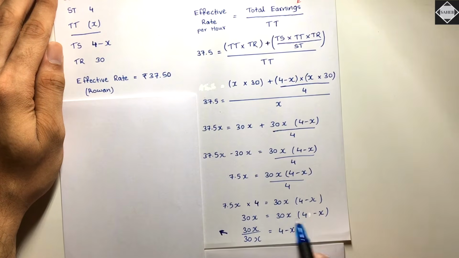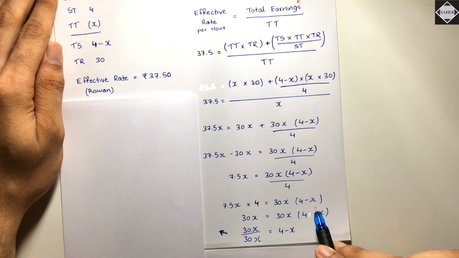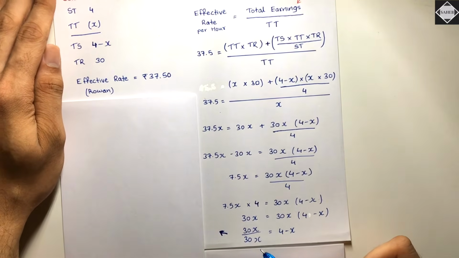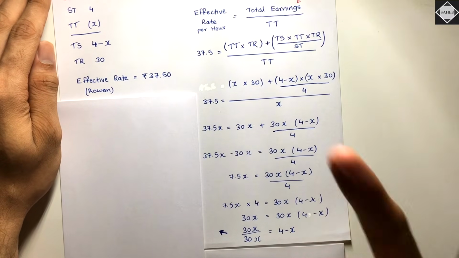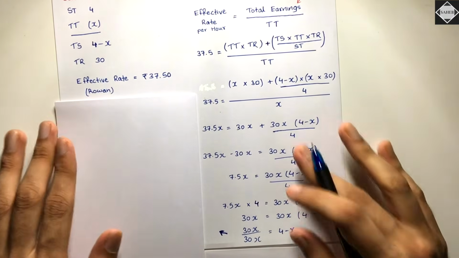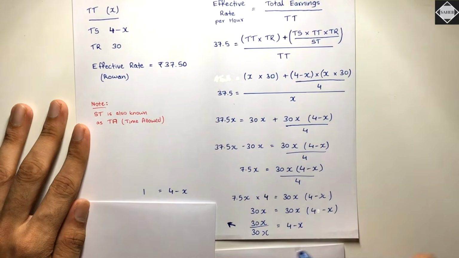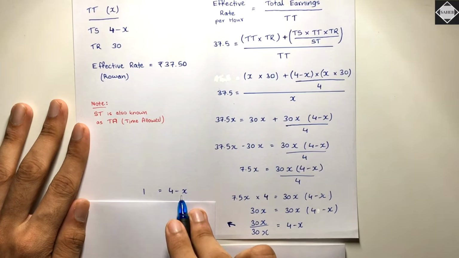Here it is multiply now, 30x into 4 minus x. So if you send it over there, it will become divide. 30x divided by 30x will become what? 1, isn't it? So see here, it will become 1 equal to 4 minus x.